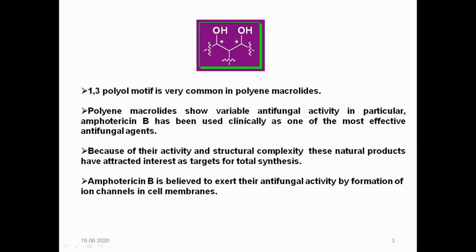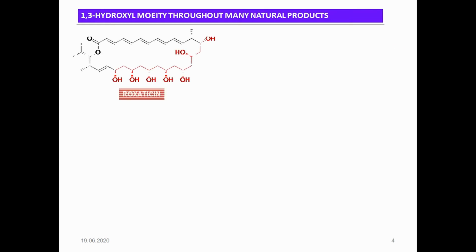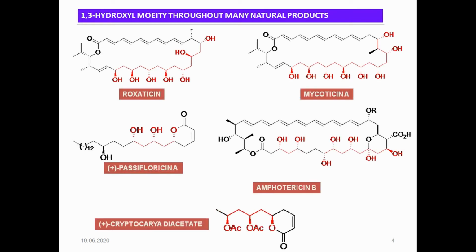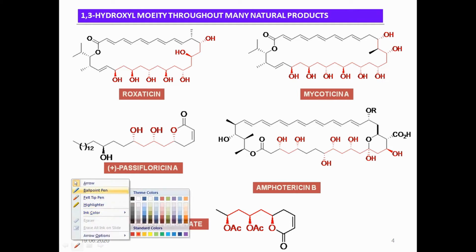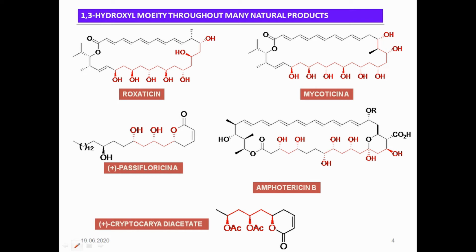This is happening in method development. So first I am showing here some molecules which have 1,3 polyols. Please go through the structure. I am showing just one structure. You see roxaticin. Here 1,3 polyols are there. In every structure there are 1,3 polyols.